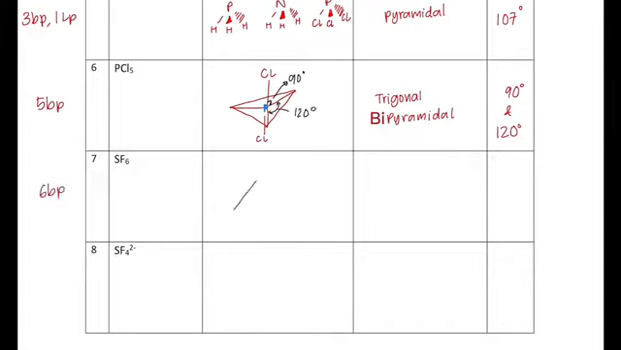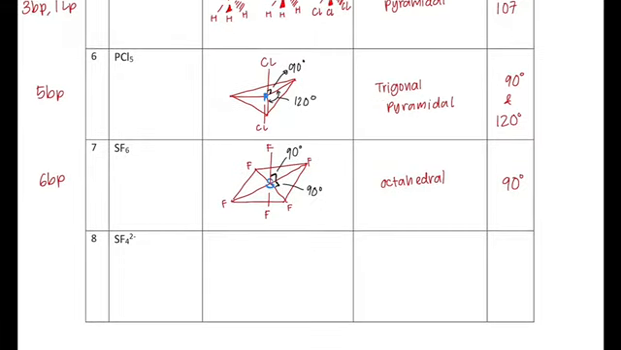For 6 bonding pairs, an example would be SF6 or sulfur hexafluoride. And the shape would be similar to the trigonal bipyramidal as before, but with a square base. The name of this shape would be octahedral, with a bond angle of 90 degrees.